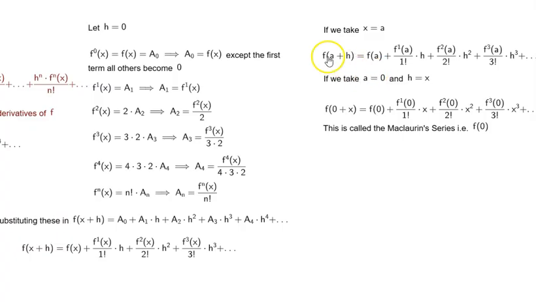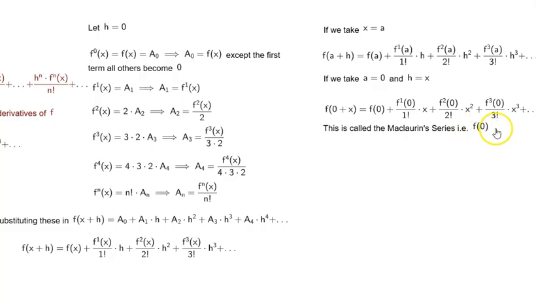Now, if we take a is equal to 0 and h is equal to x, what happens? A is 0, h is x. So f of 0 plus x is equal to f of 0 plus f1 of 0 by 1 factorial times x plus f2 of 0 by 2 factorial times x square, and so on. So here what we are getting is a series which gives us the function f of x around a equal to 0. And this is called the Maclaurin series.